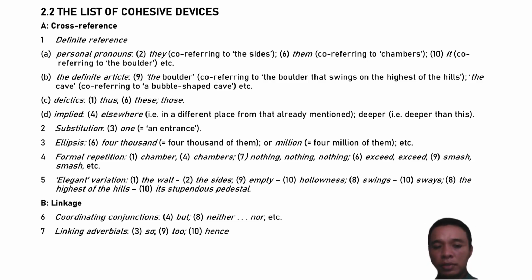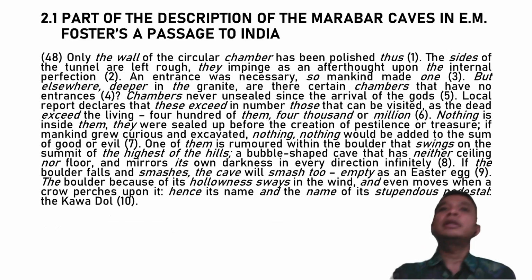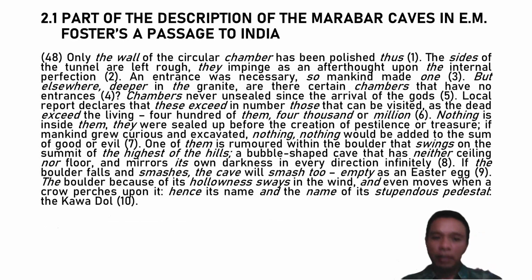B, linkage. 6, coordinating conjunctions, for example, but, neither, nor, and. 7, linking adverbials, for example, so, hence. Okay, that is the list of cohesive devices found in the part of the description of the Marabar Caves in E.M. Forster's A Passage to India.